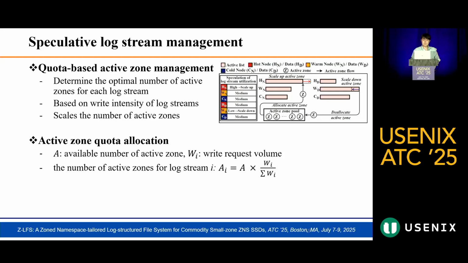To increase active zone utilization, Z-LFS adjusts the number of active zones allocated to each log stream. It first determines the optimal number of active zones for each stream based on each write intensity and dynamically scales active zones accordingly. Specifically, the number of active zones assigned to log stream I is calculated by multiplying the total number of available active zones by the ratio of write requests to stream I over the total write requests.